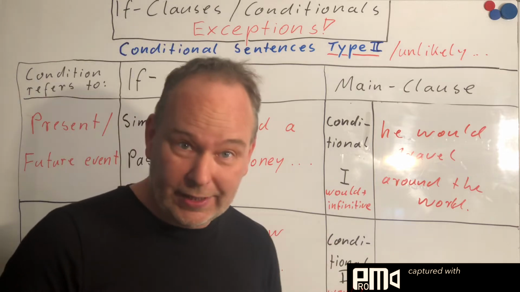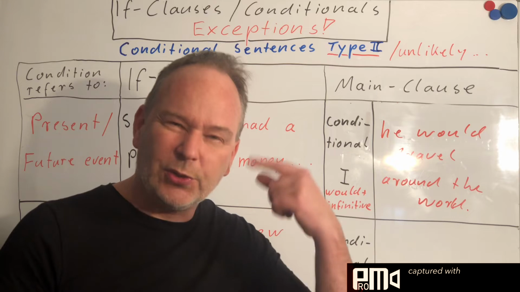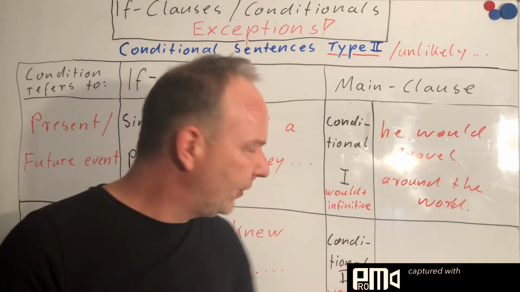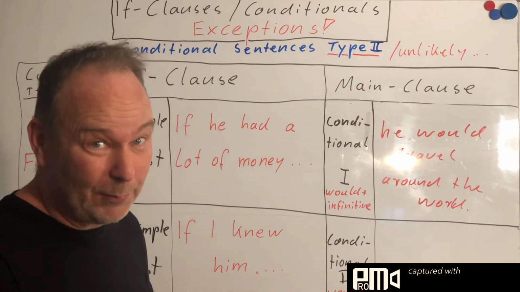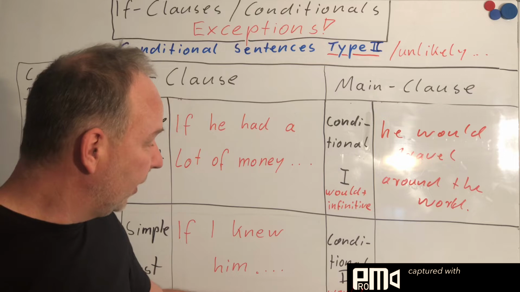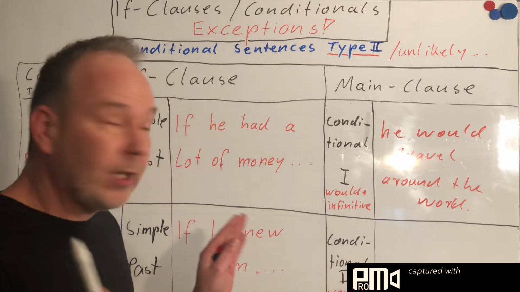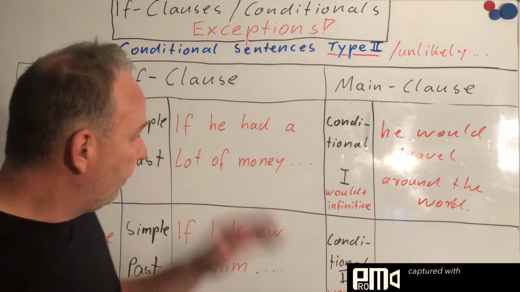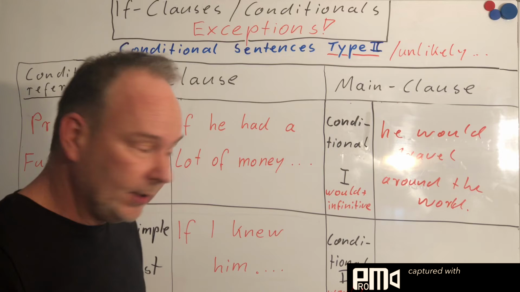I personally said in the past, in one of my previous videos, just so you can remember it a bit easier: would plus fake present perfect. It's not a real present perfect, it's a fake present perfect because we cannot say has for third person. Whatever works for you, just remember simple past, conditional 2.